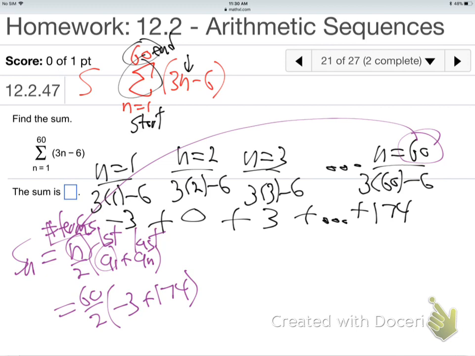First term, last term. Everybody good there? So it's 30 times 171, so whatever that is, our total. 5130. And there we go. A little easier actually than the other way, huh? Because we know how many terms right away. Only had to use one formula, just S sub n.